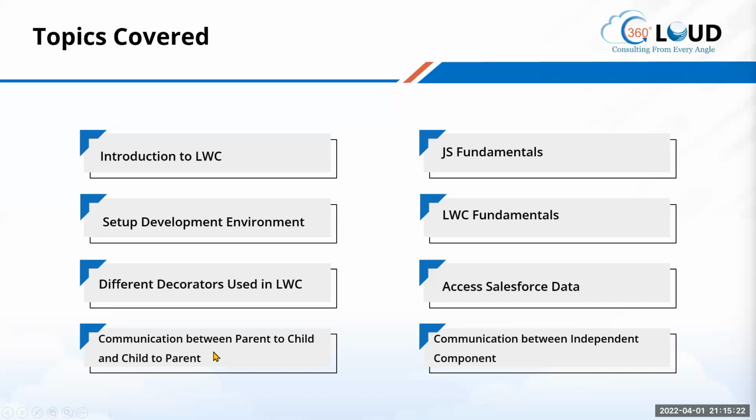And if there are two components that are linked to each other, we are going to study how to communicate from parent to child and child to parent, and also independent components, how to pass parameters, how to pass data from one component to another, whether it is parent to child, or child to parent. So we will now cover these things.